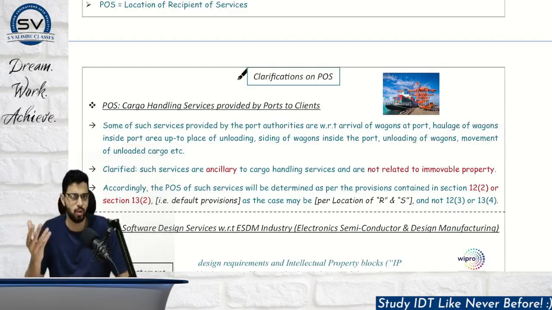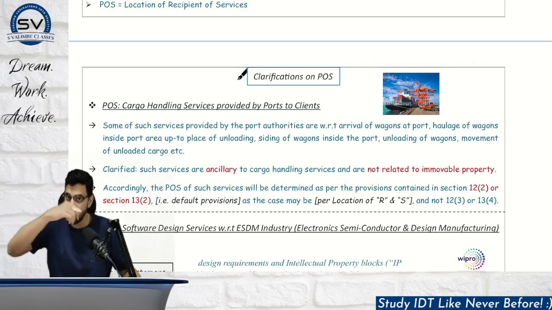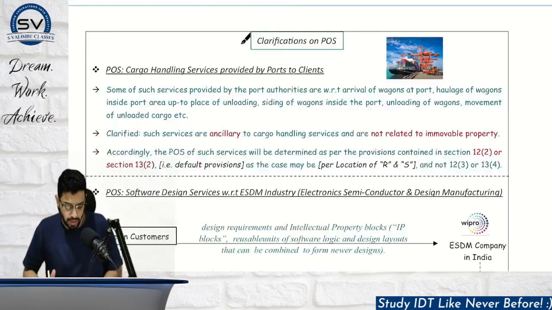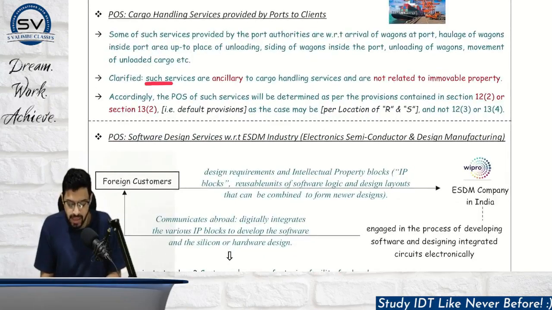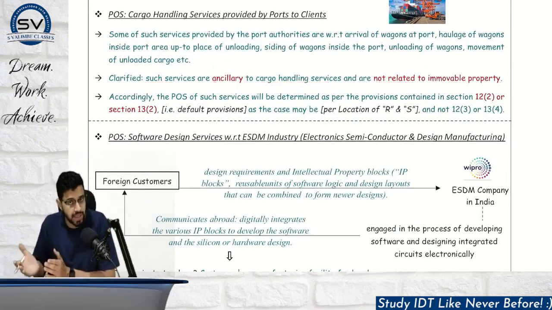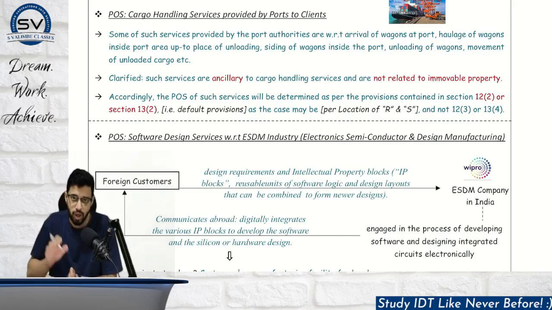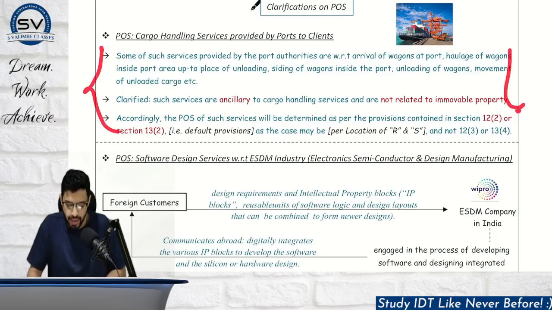So basically the question was which place of supply section should we apply: the one which is specific to immovable property, or the one with respect to cargo handling service. The clarification was that such services are ancillary to cargo handling services and not related to immovable property. And for cargo handling service, do we have any specific subsection? No, neither in section 12 nor in section 13. So basically the default provisions 12.2 or 13.2 will apply depending upon the location of supplier and recipient. Except this, you don't have to do anything else.